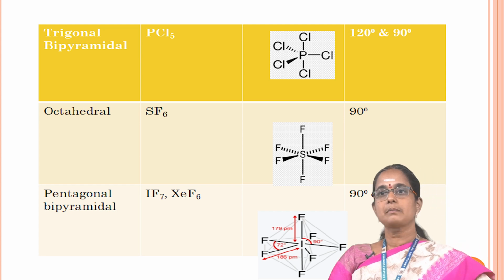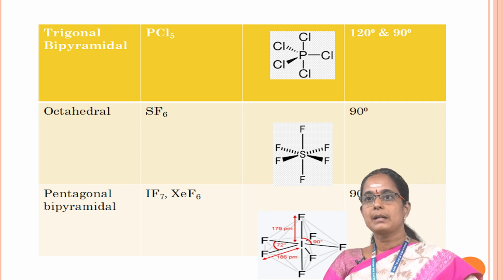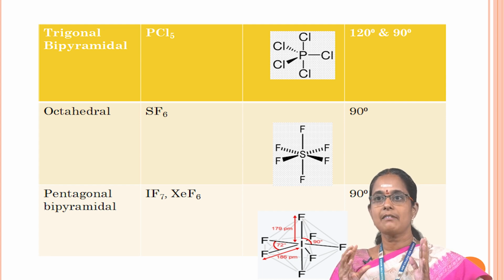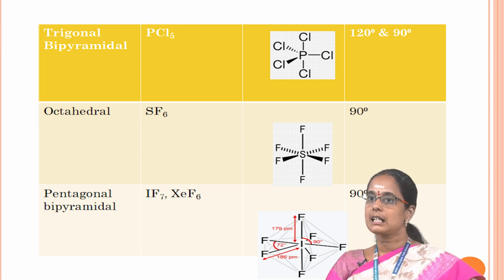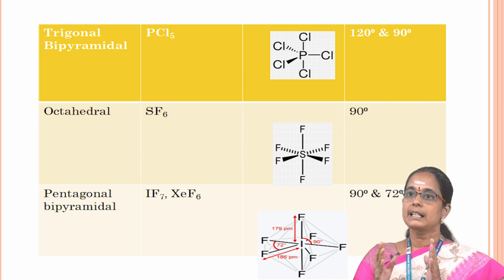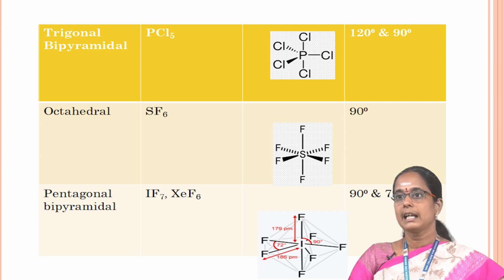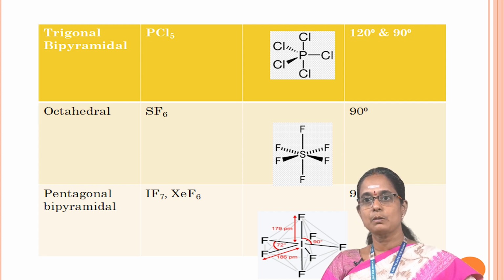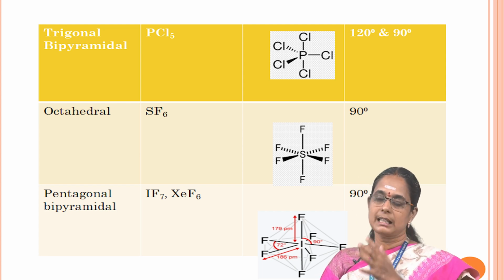The next one is pentagonal bipyramidal, IF7. If there are 7 orbitals around the central atom of a molecule, the molecular shape is pentagonal bipyramidal. An example is iodine heptafluoride, and xenon hexafluoride is also an example of the pentagonal bipyramidal.